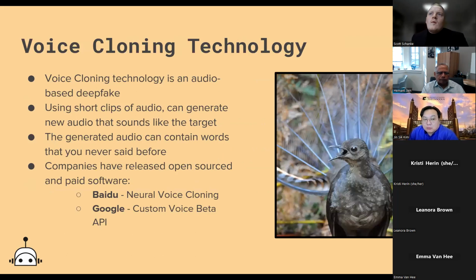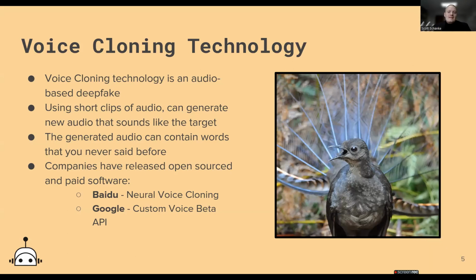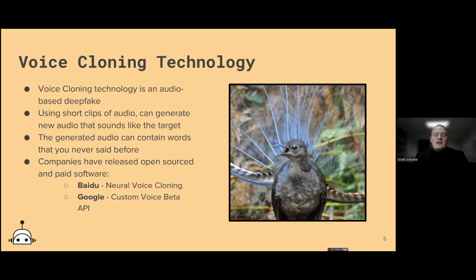So what this specific talk is about today is a type of deepfake, which is voice cloning technology, right? Voice cloning technology is an audio-based deepfake. It uses short clips of audio to generate new audio that sounds just like the target, right? The generated audio can contain words that you've never said before. Also, some companies have already started to release open and paid versions of this voice cloning technology. We have Baidu, which has a neural voice cloning API, as well as Google, which has a custom voice beta API.